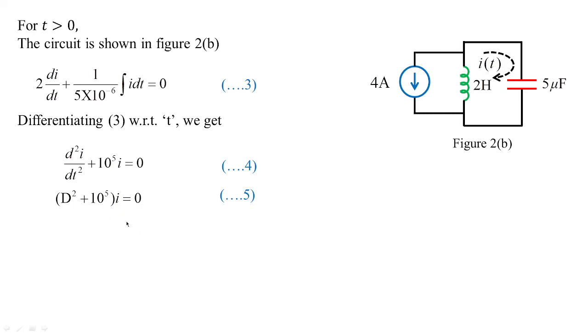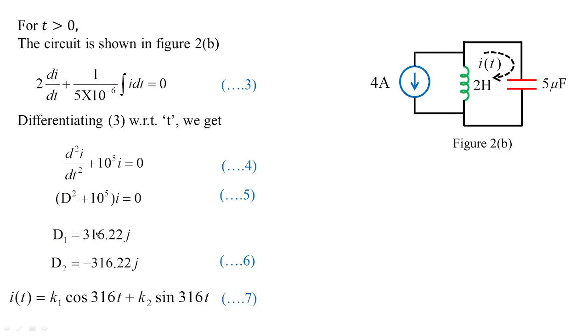And I can easily obtain the values of d1 and d2, where d1 is equal to 316.22j, and d2 is equal to minus 316.22j. So these two values I'm treating as equation 6. And for this kind of roots, we get the general equation as I of t is equal to k1 cos 316t plus k2 sine 316t. Here the .22 value I'm neglecting. So this is the generalized solution for equation 5.